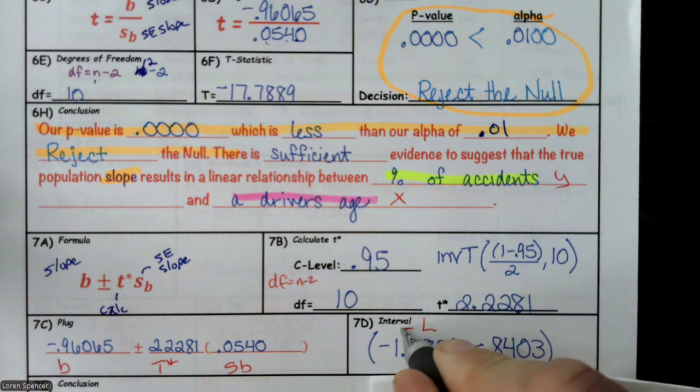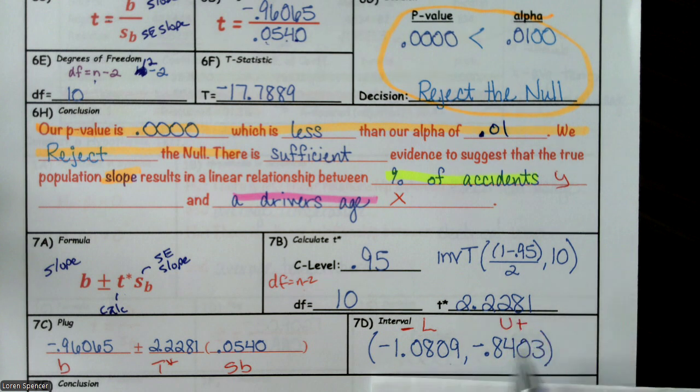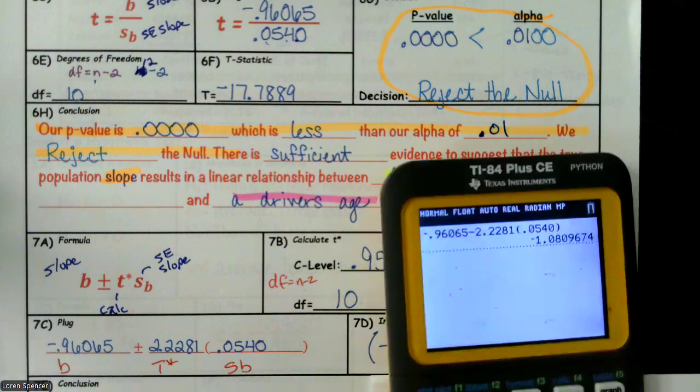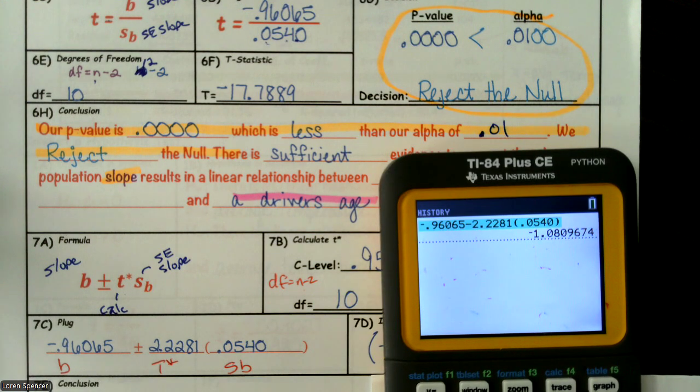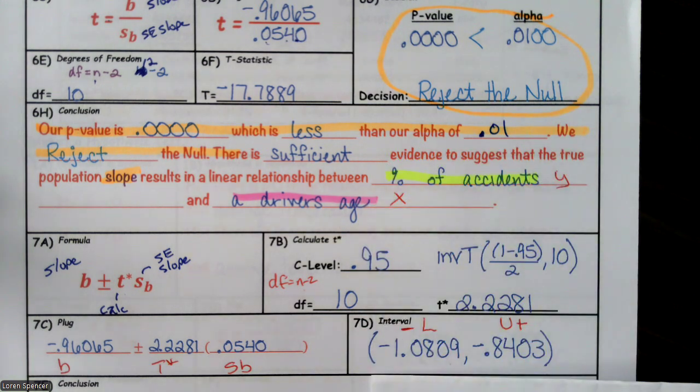We always start off by doing subtraction first. For the upper bound, we're going to put a positive. Now, I like to make this easy. I just go arrow up, pull that down, then change that to a plus sign. And I get a negative 0.8403. And so my upper bound is negative 0.8403. So we expect the slope to be somewhere between negative 1.08 and negative 0.84.